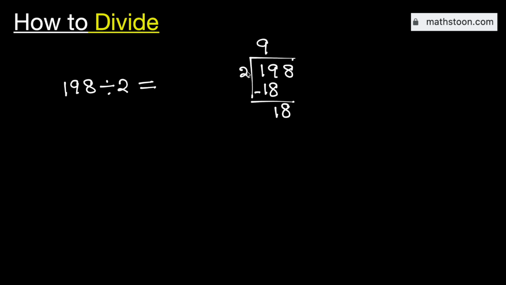And we again know that 2 times 9 is 18. Subtract, we get 0. As we have got the number 0 and we have no number to bring down here, we will stop. Therefore, 198 divided by 2 is equal to 99. And this is our final answer.